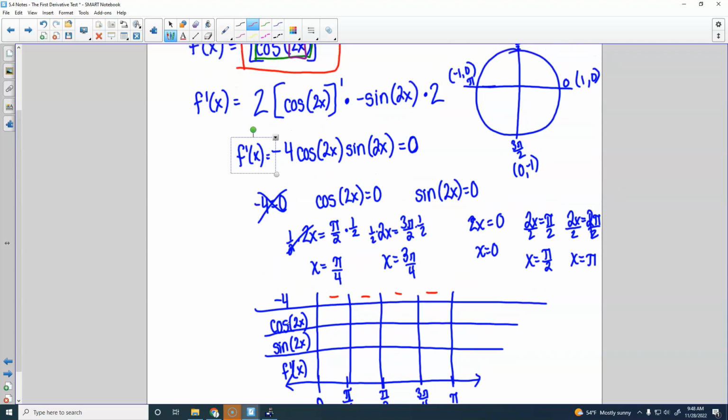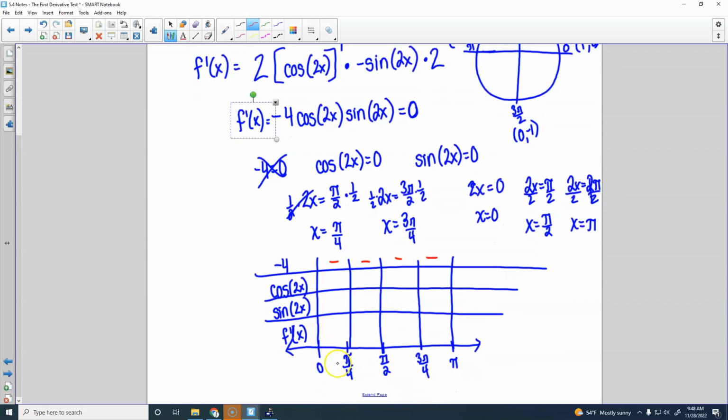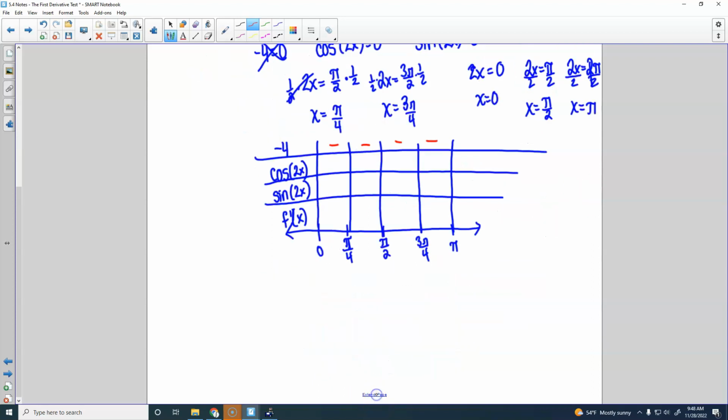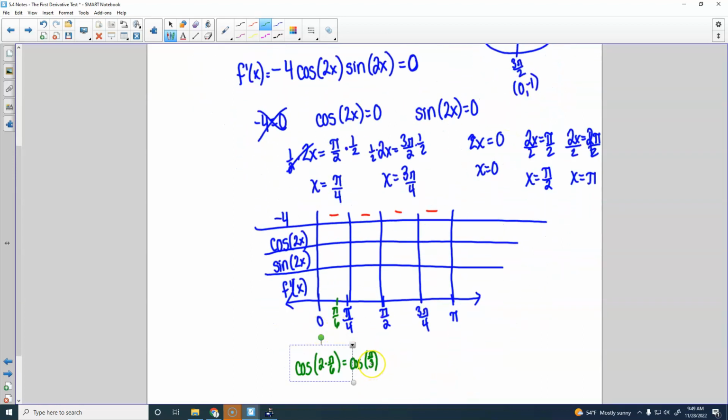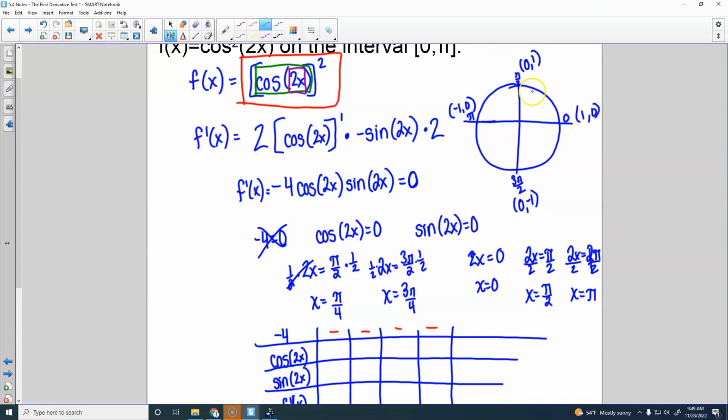All right, so plugging into these can be a little bit trickier. For example, between 0 and pi over 4, the only unit circle value we know is pi over 6. So you can plug this in, like this pi over 6 would be here. So if I do cosine of 2 times pi over 6, that would be cosine of pi over 3. Is cosine of pi over 3 positive or negative? It's going to be right here, and in this quadrant, we know we're positive, so we get a positive right here.